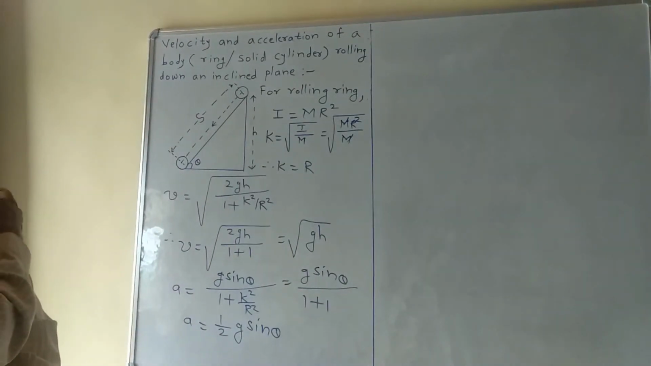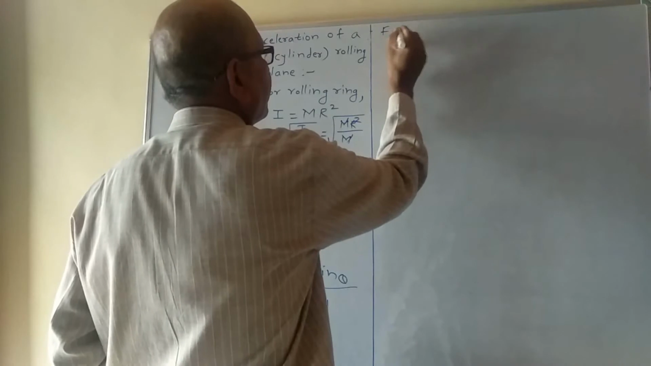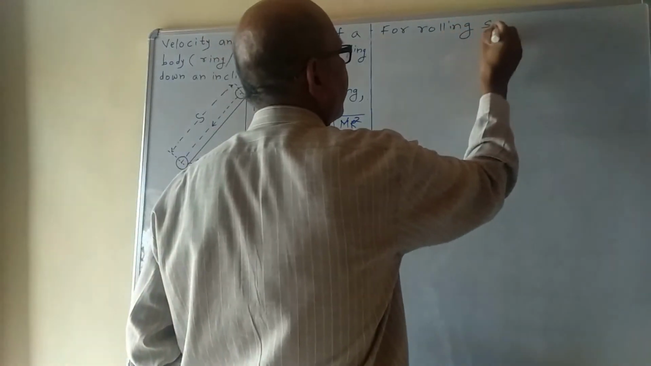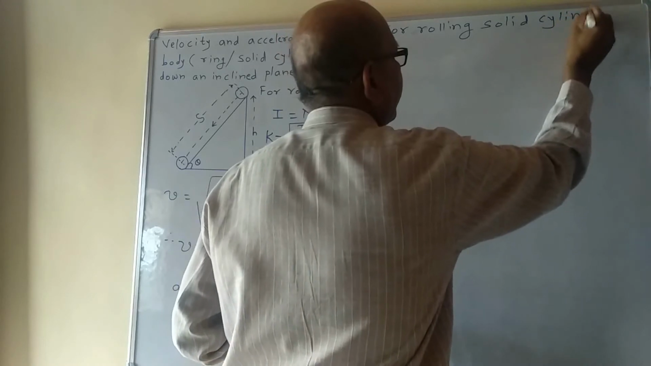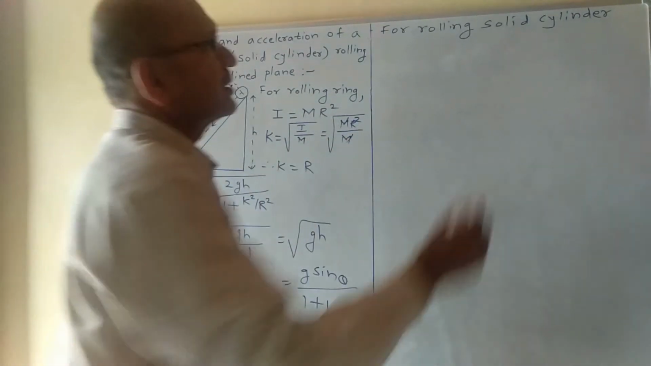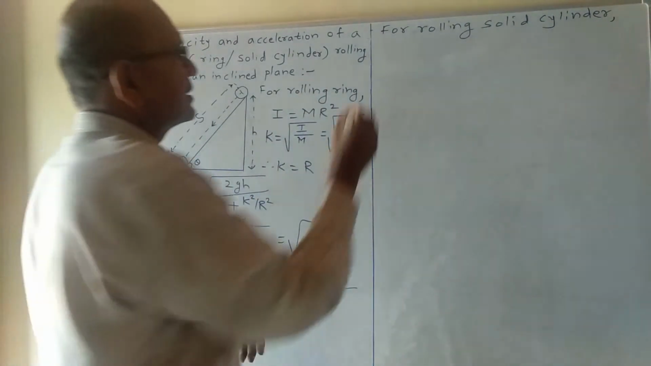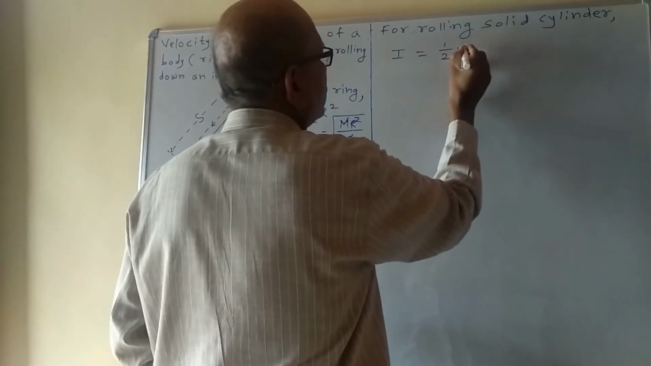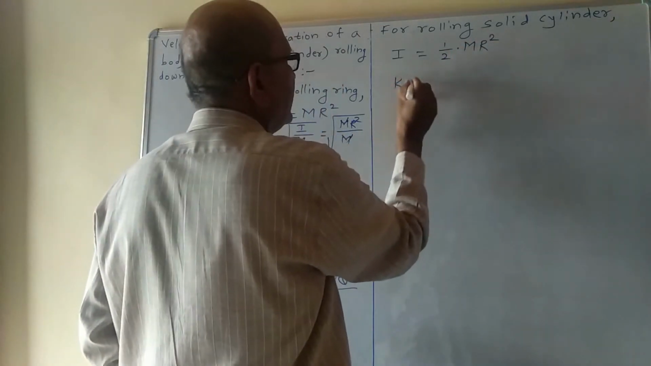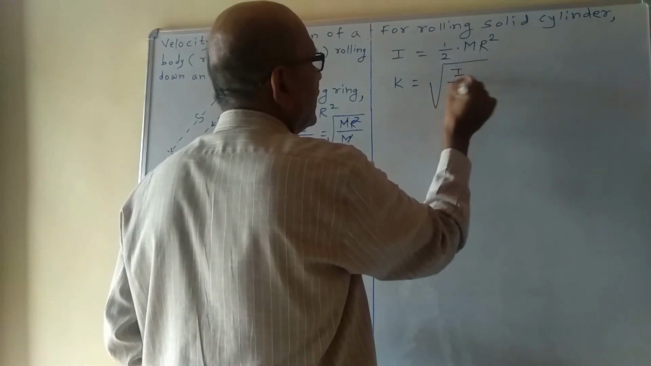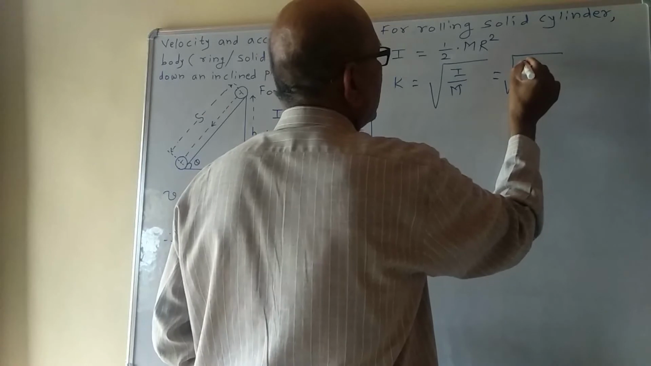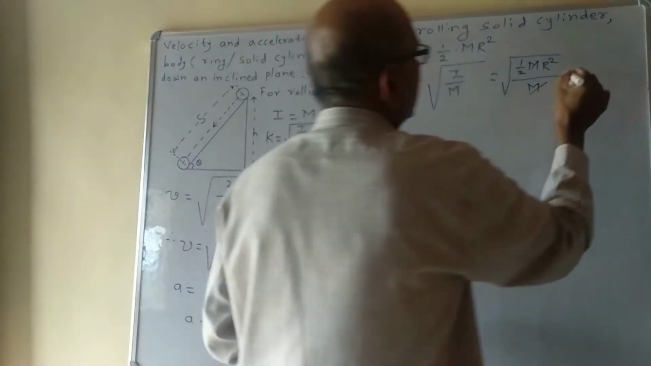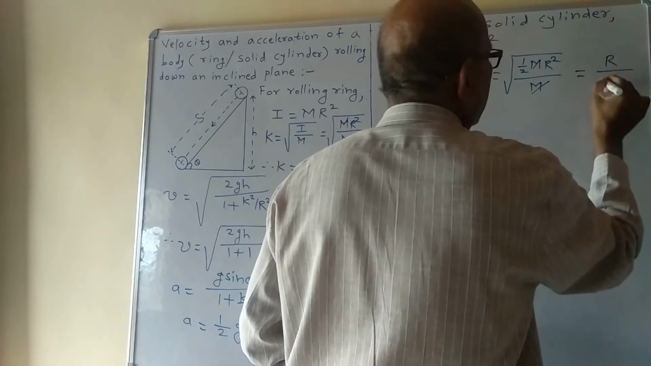Let us take the case of a rolling solid cylinder. Its moment of inertia about its own axis is I equals 1 by 2 mr square, and the corresponding radius of gyration k equals under root of I upon m, equals under root of 1/2 mr square upon m, cancel out, equals r upon under root 2.